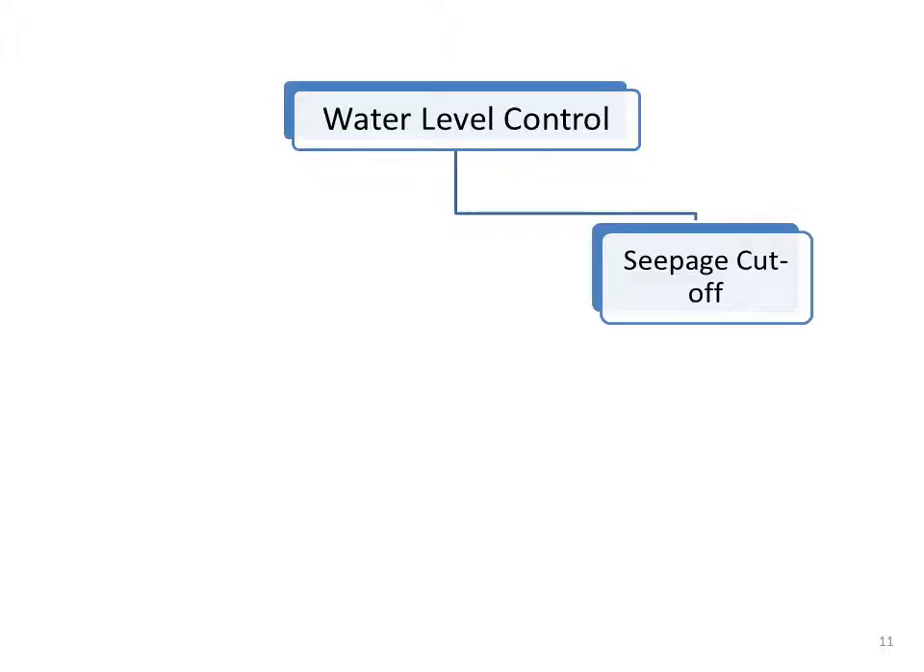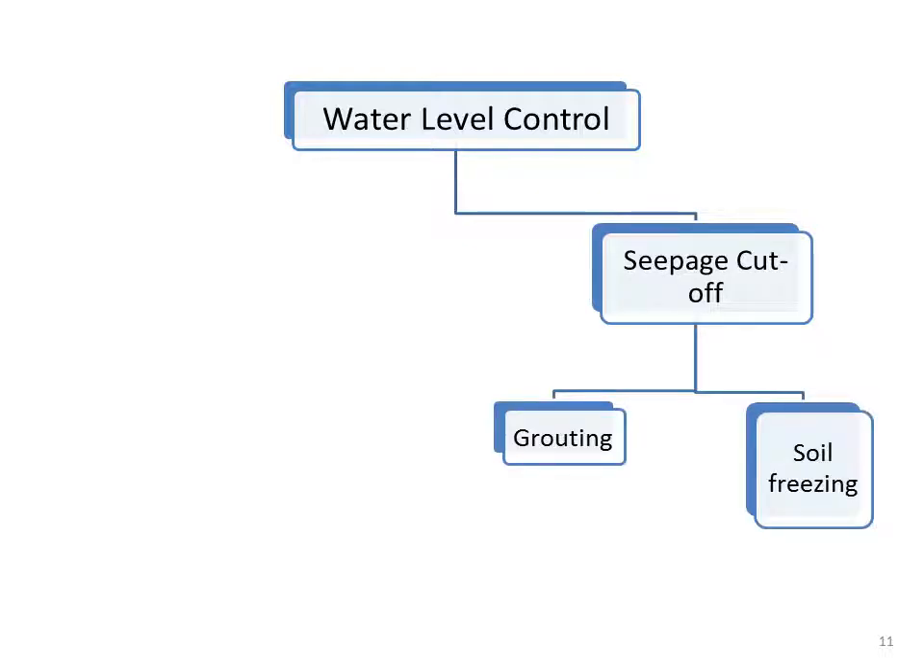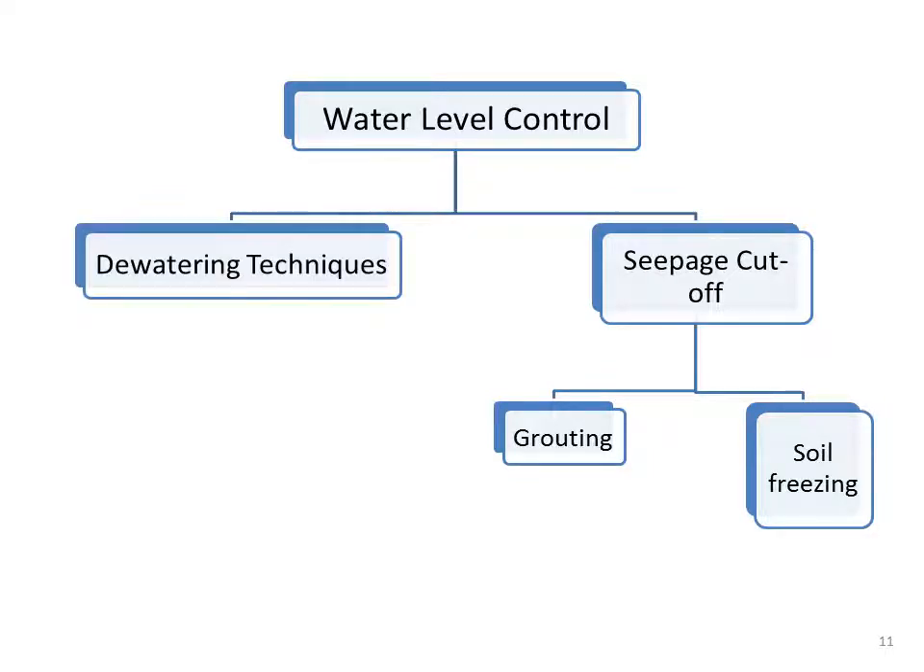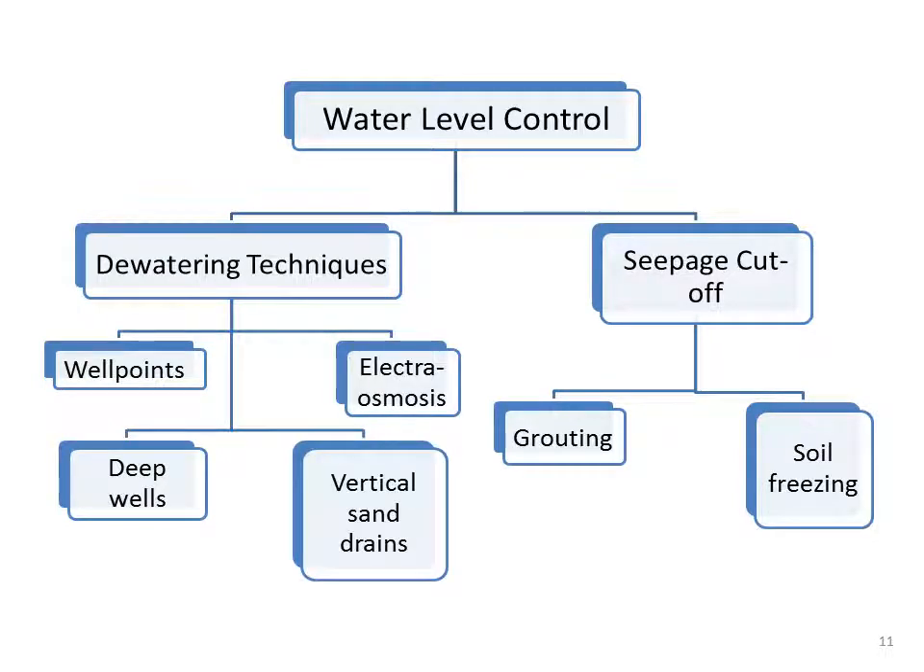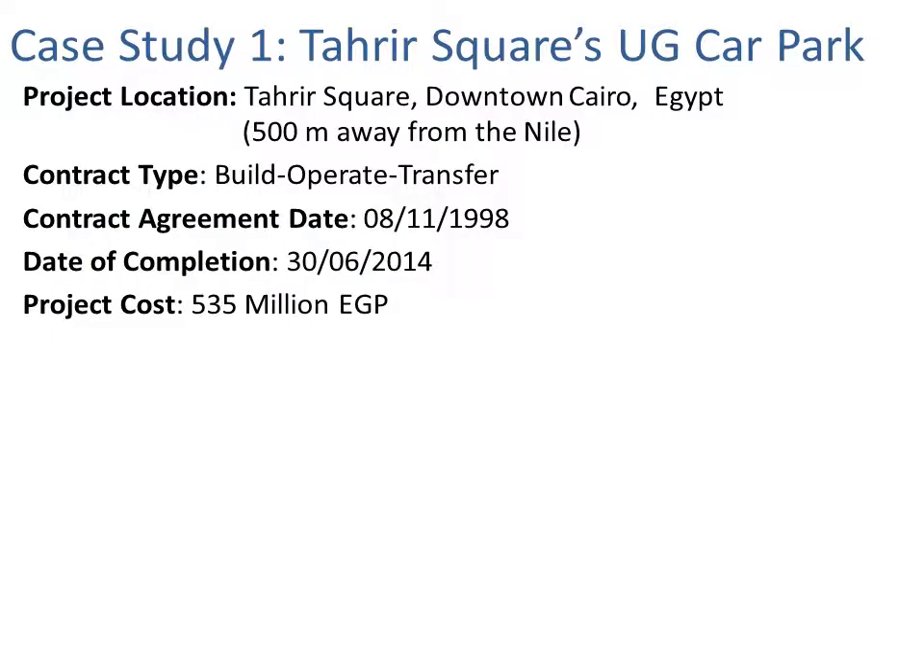So simply speaking, you could use one of two big families: either seepage cutoff, which is either grouting or soil freezing, where you play with the properties of the soil itself such that water will not seep in; or dewatering. I will dewater the site using well points or deep wells or electro-osmosis or vertical sand drains, and all of them are different dewatering techniques.